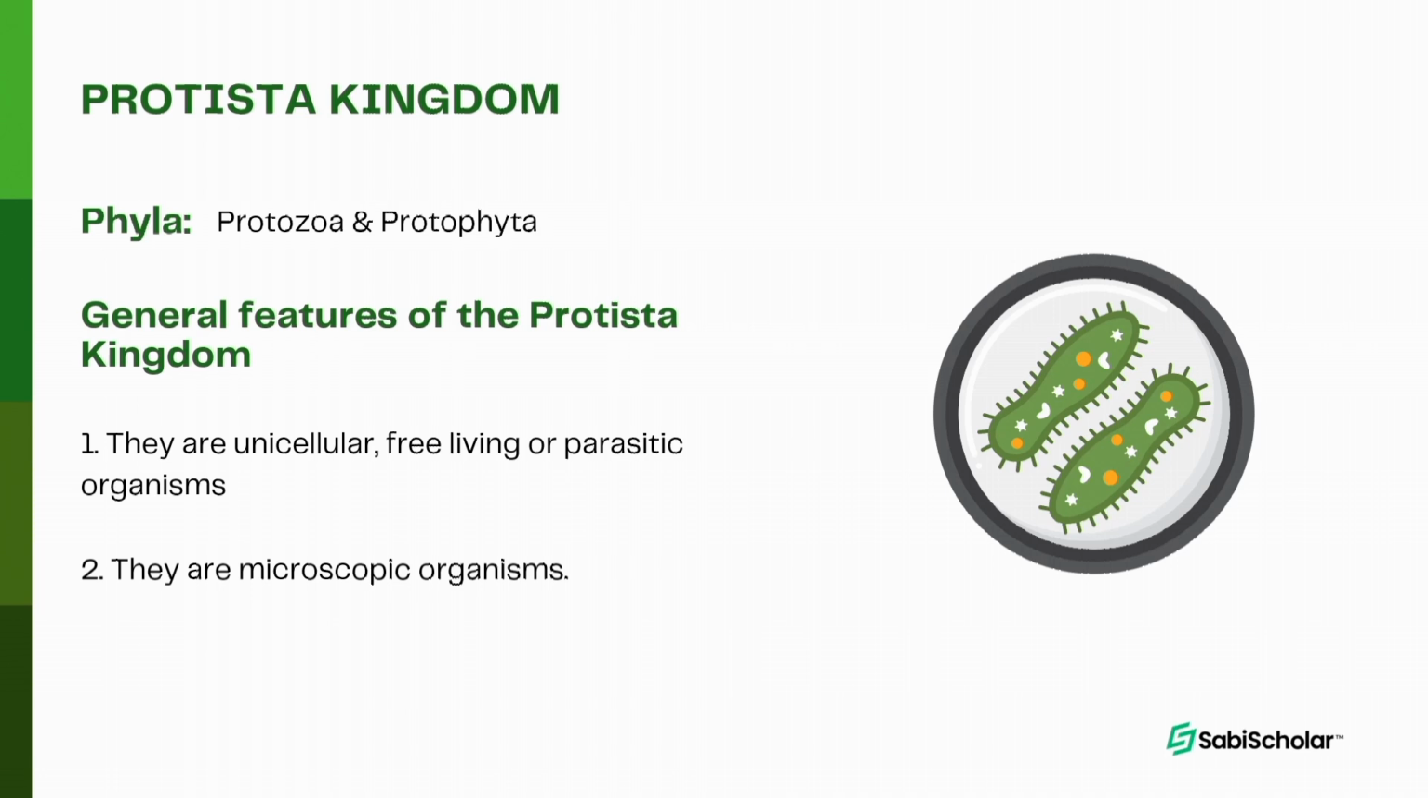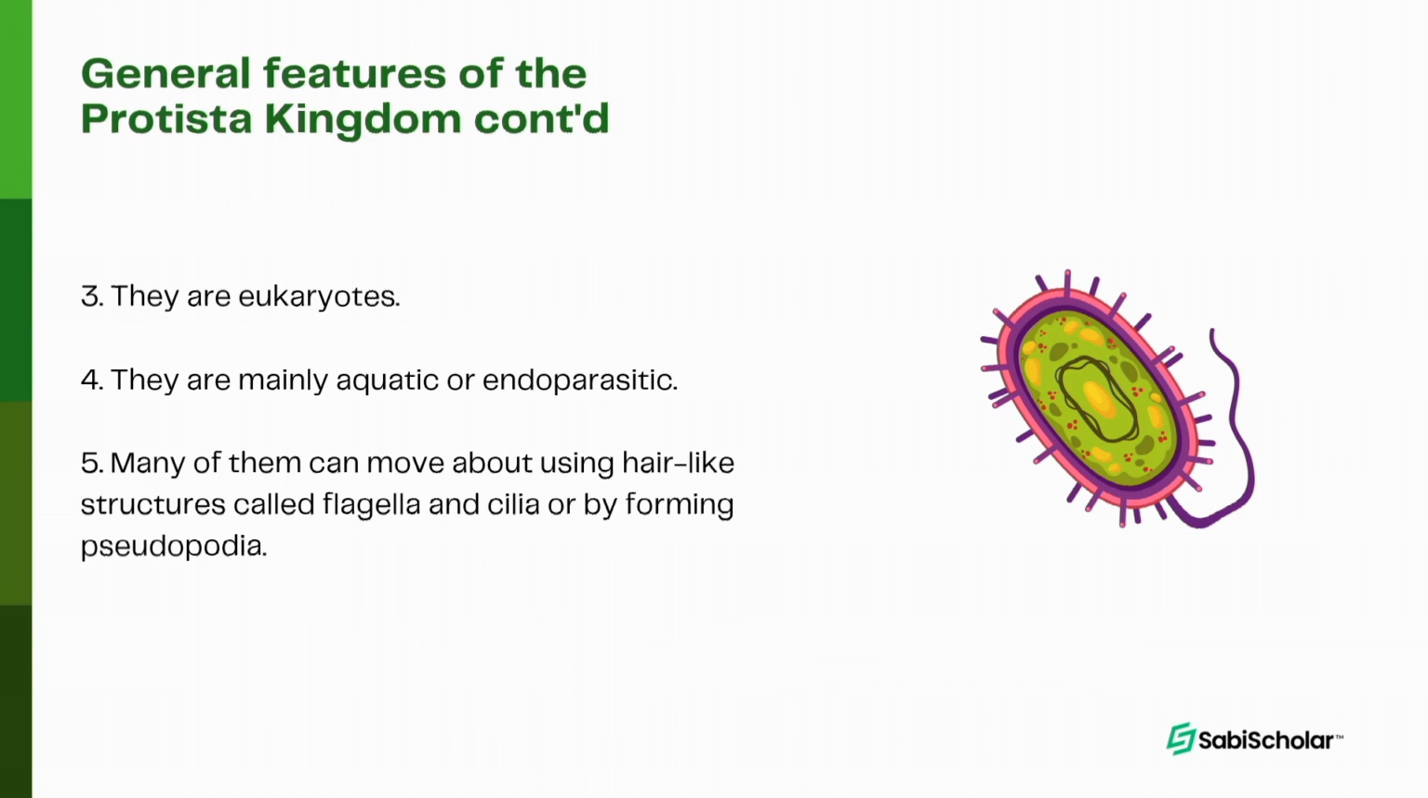Just like the Monera kingdom, they are also unicellular organisms. They are either free-living or parasitic. Parasitic meaning that sometimes they require a host to attach itself for the purpose of nutrition. The second feature is that they are also microscopic organisms. They are tiny, we cannot see them with our naked eyes. Now, unlike the Monera kingdom, the Protista kingdom organisms are eukaryotes. That is to say, they have a definite nucleus, giving us an idea that their cell structure is more complex than those of the Monera kingdom.